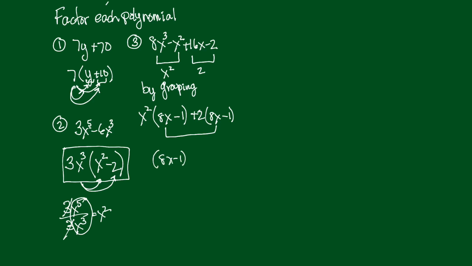And if I take that out, you can just see what's left. If you just take this out, what's left? The x squared plus 2. So what's left is x squared plus 2.